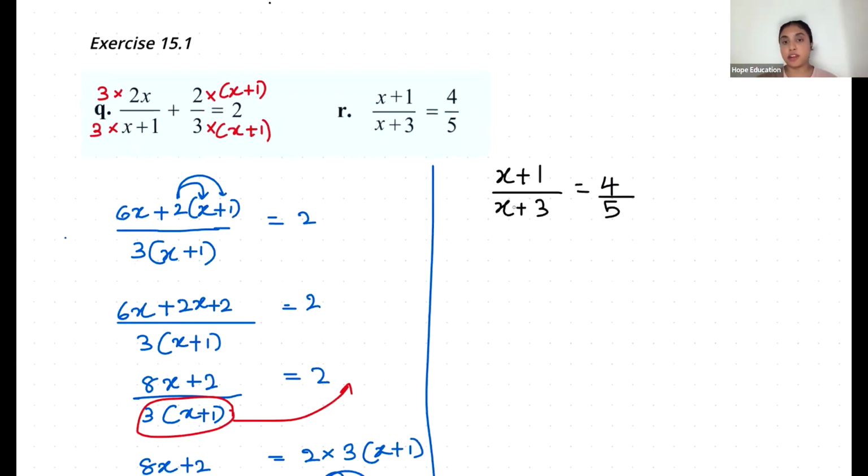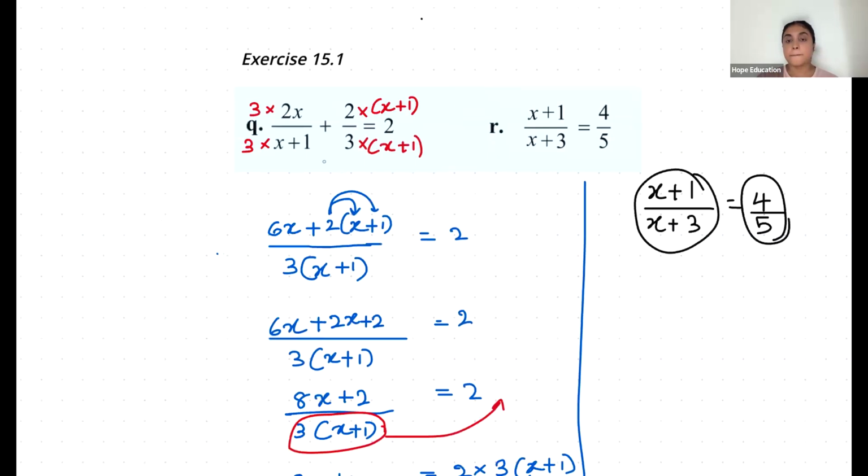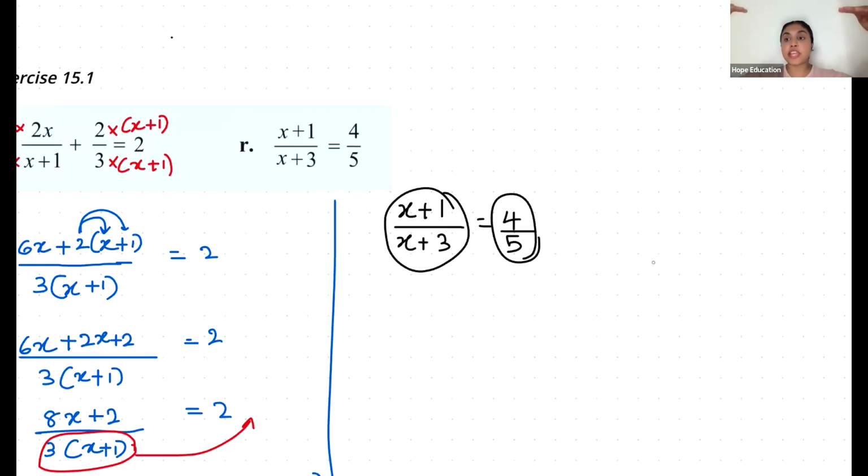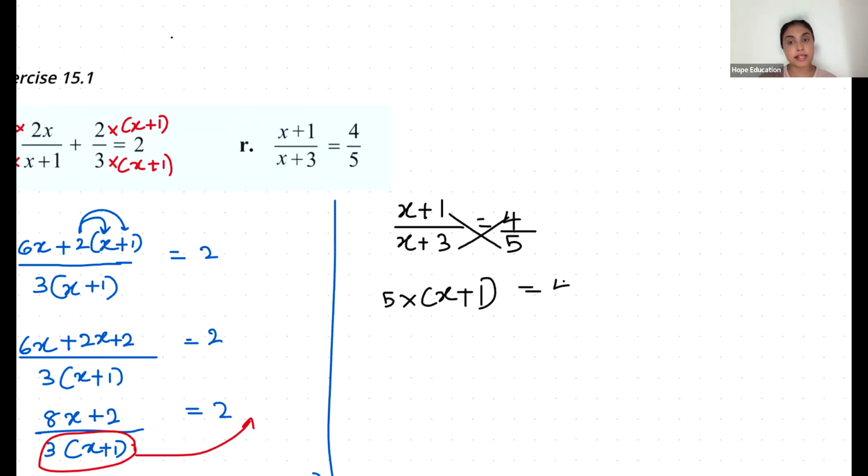Then straight away, this is what we do. Because there is only one fraction on the right side, and there's only one fraction on the left side. But in this case, there were two fractions, that's why we simplified the fraction. But here, there's only one fraction on the left side, one fraction on the right side. Then we can do cross multiplication. What is cross multiplication? We multiply these two, and these two. So 5 multiplied by x plus 1 and 4 multiplied by x plus 3.